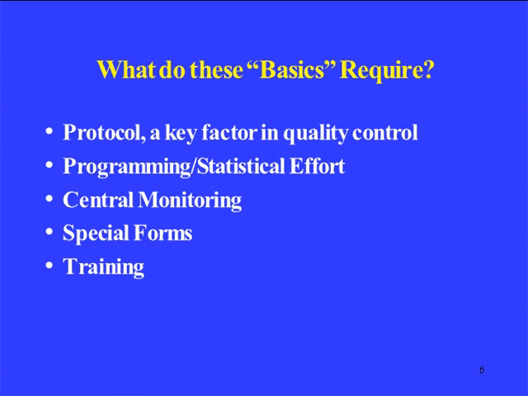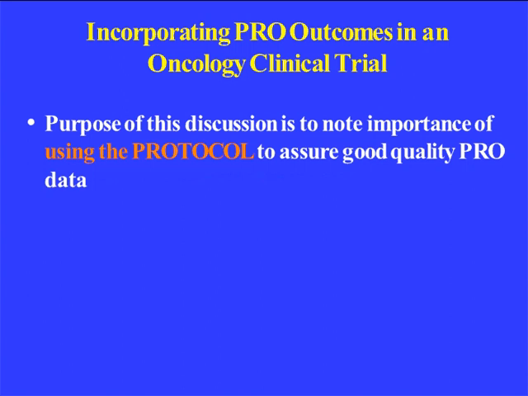So what do these basics require? First of all, a very key factor is the protocol itself for quality control of the PRO data. Programming and statistical effort is also important, as we will see below. Central monitoring, specialized forms, and then training for the people who will be involved in administering the PRO measures to patients. Next slide. All right, incorporating the PRO outcomes in an oncology clinical trial through the use of the protocol is one way, and an important way, to assure good quality PRO data. Next slide.